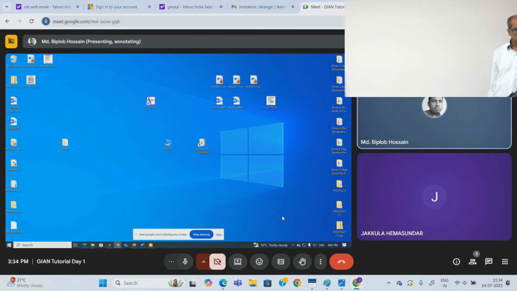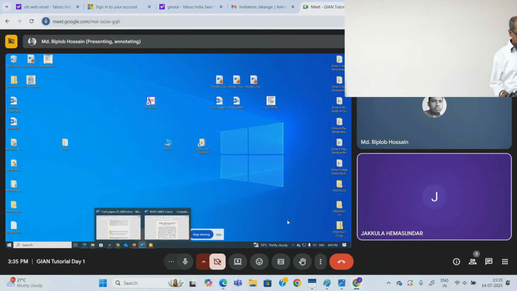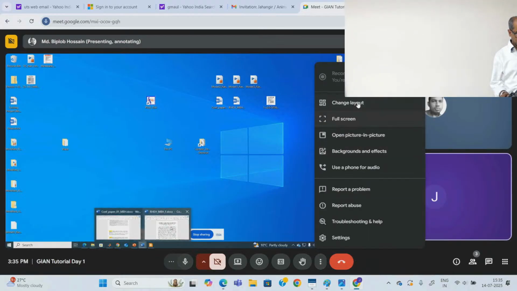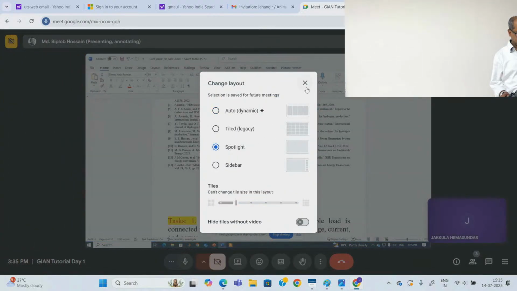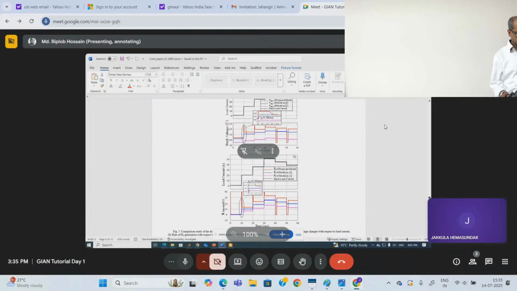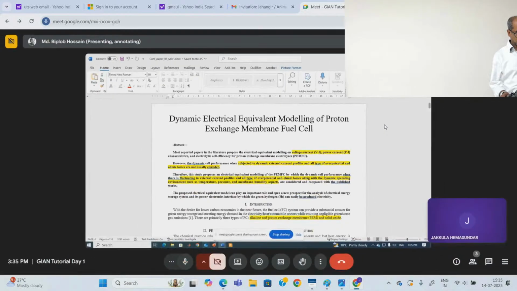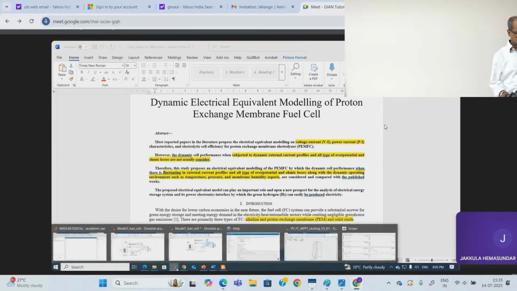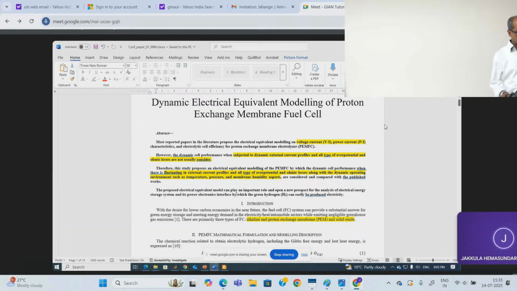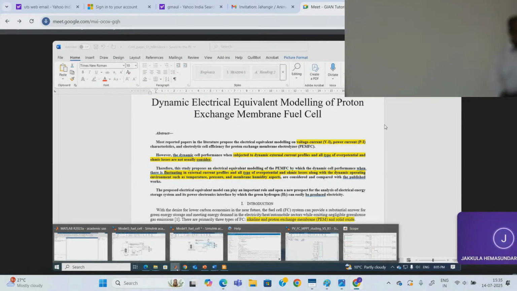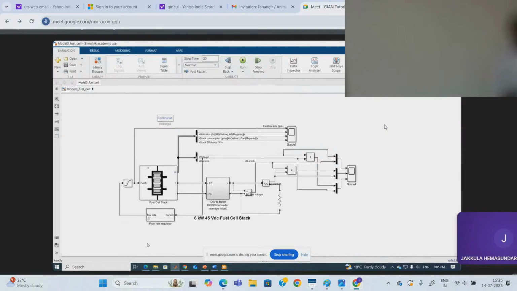Now we can see your desktop. Okay, open that one, then share again. Now I think it works. Yes, we can see your paper, and also all the MATLAB model, we can see that as well.